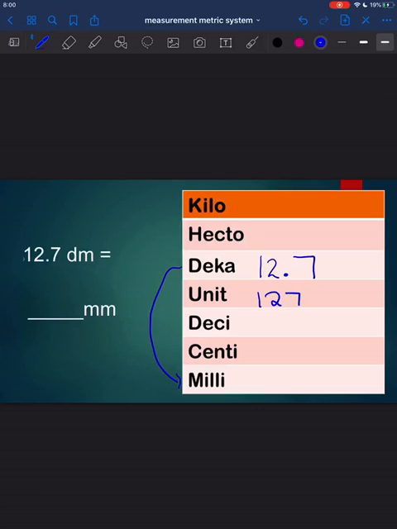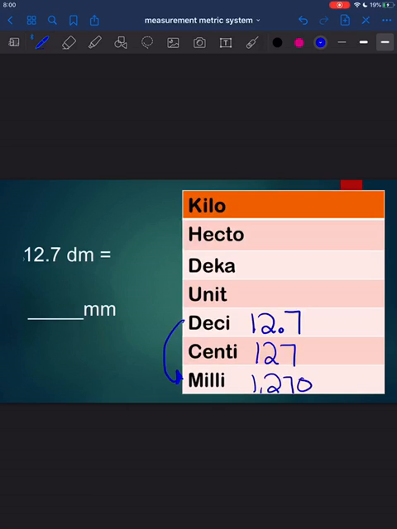Actually, sorry boys and girls, I'm wrong, because this is decimeter. The small d means it's decimeter. So I have 12 and 7 tenths decimeters, and then I'm going to move down to millimeters by multiplying by 10 each time. So that's 127 centimeters and 1,270 millimeters.